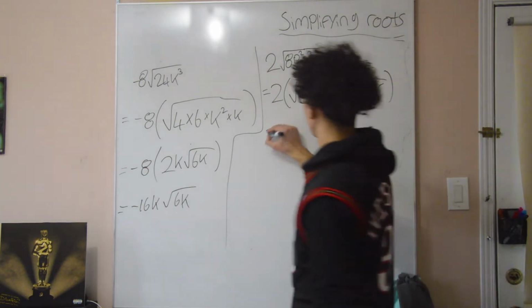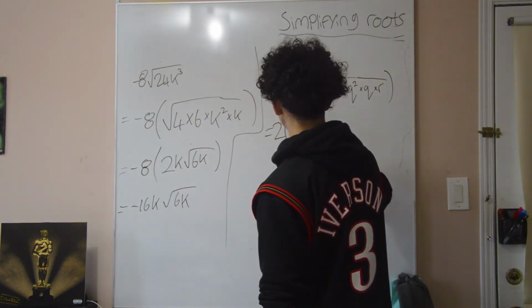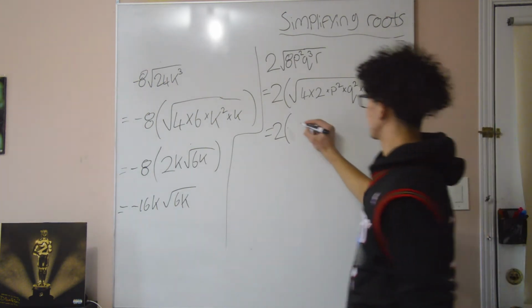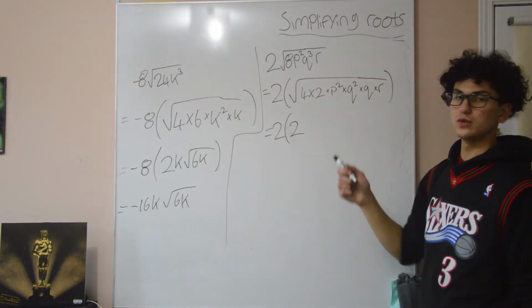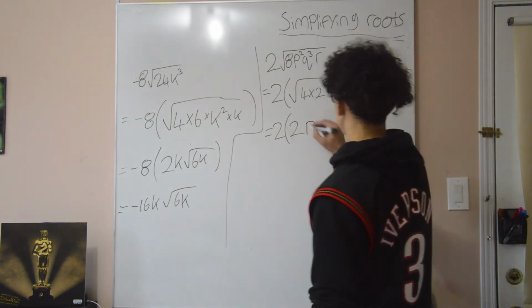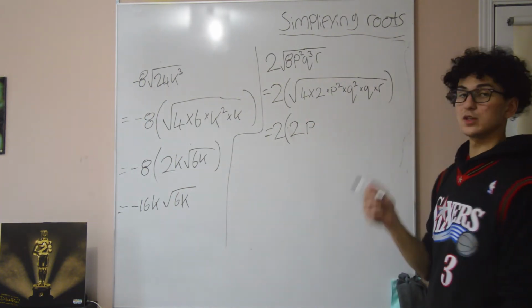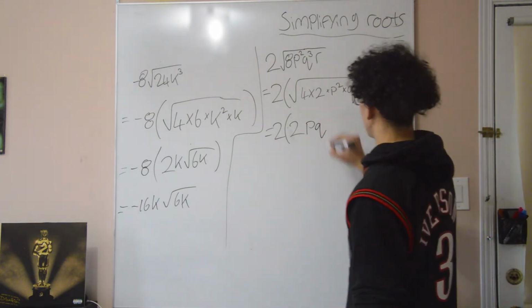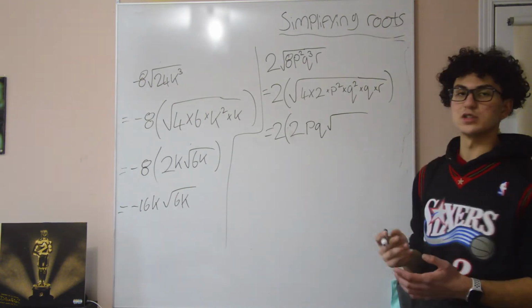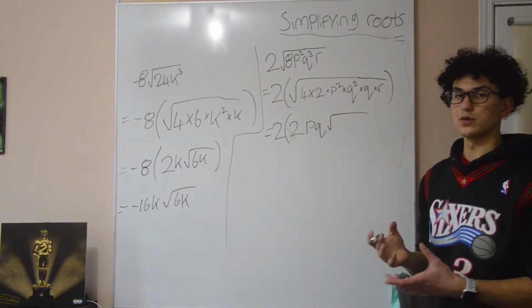From here, all we're going to do is take the square roots of everything. So square root of 4 becomes 2. Square root of 2, can't really do anything. Square root of p squared becomes just p. Square root of q squared becomes q. And that's it. We can't do anything to anything else. So we just write it in our root.